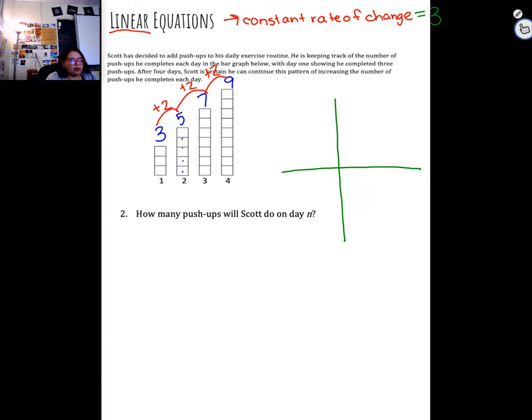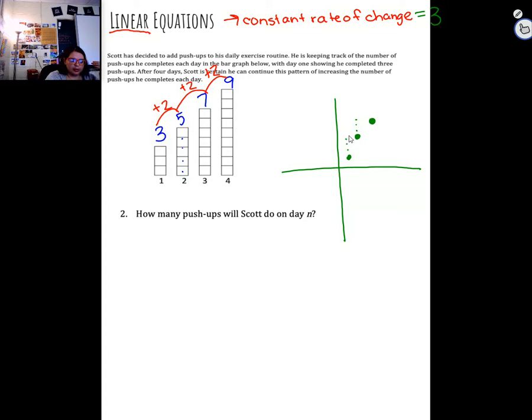if the rate of change was equal to 3, you would start at some point, and from that point you would go up 3 and over 1, and that would be your new point. You'd go up 3 and over 1, and that would be your new point. And so that is that constant rate of change. What were you doing every time? You were taking this point and you were adding 3.